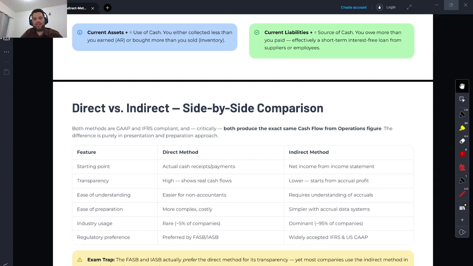So let's look at a side-by-side comparison. Both methods are allowed under accounting standards, IFRS and US GAAP, and both arrive at the exact same number for cash flow from operations. The difference is only in presentation. The direct method is more transparent because it shows actual cash receipts and payments. The indirect method is less intuitive initially because it starts with accrual profit, or net income, and then we make the required adjustments. However, the indirect method is easier and cheaper to prepare because companies already maintain accrual accounting systems. This is why almost 95% of companies use the indirect method in practice.